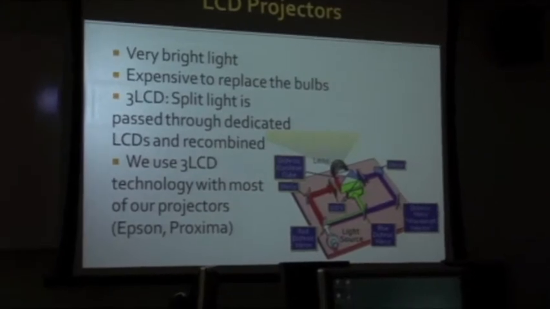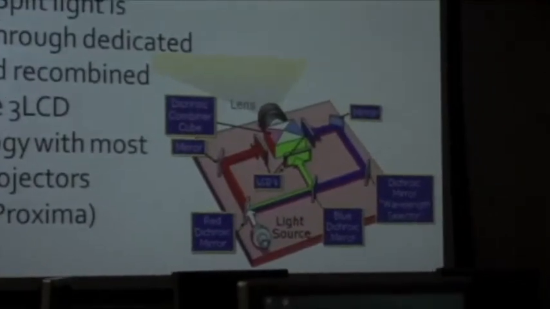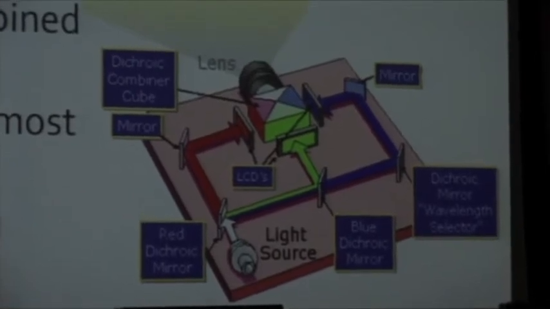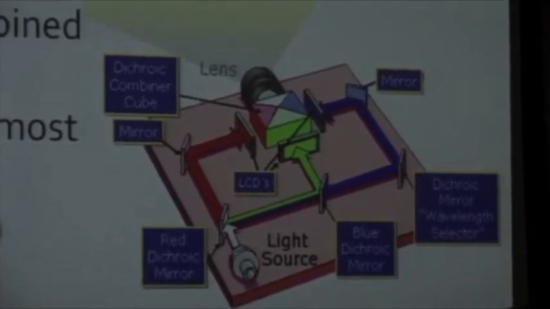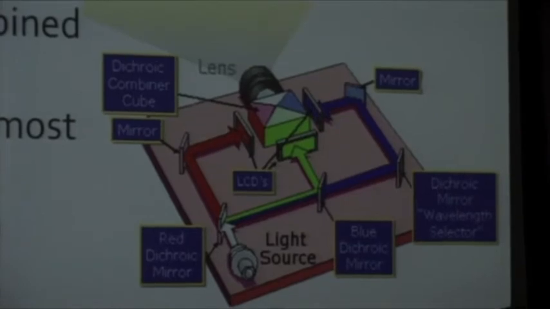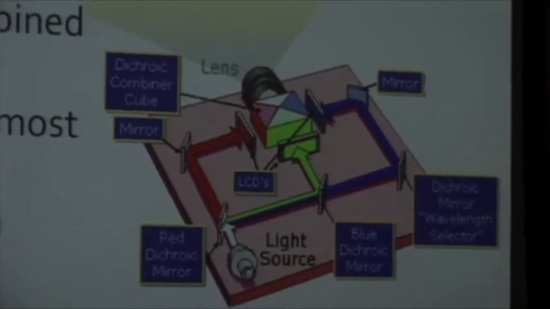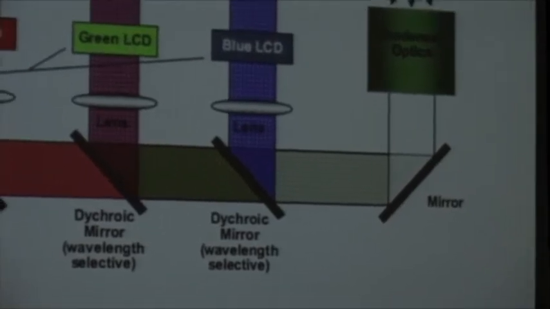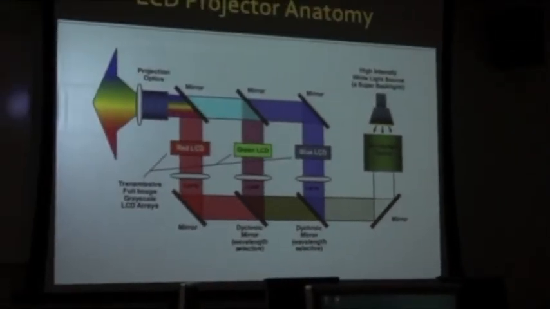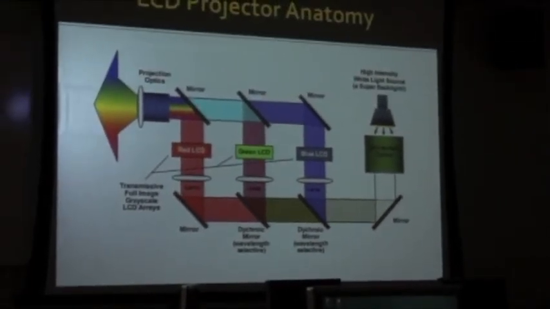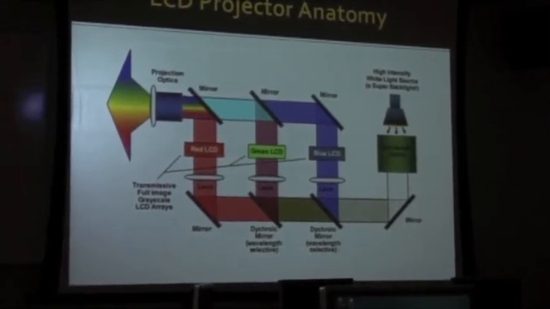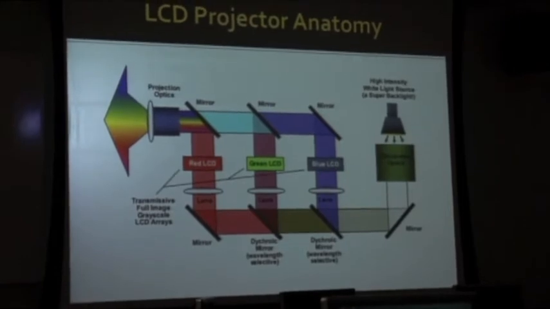So, some of the things about them: there's a picture for you. Very bright light. It's expensive to replace the bulbs. There's 3LCD. Split light is passed through dedicated LCDs and recombined, and that's what we use. There's another LCD projector anatomy picture. That's kind of how it works. It just separates the colors out, then opens and closes pixels. Makes an image.